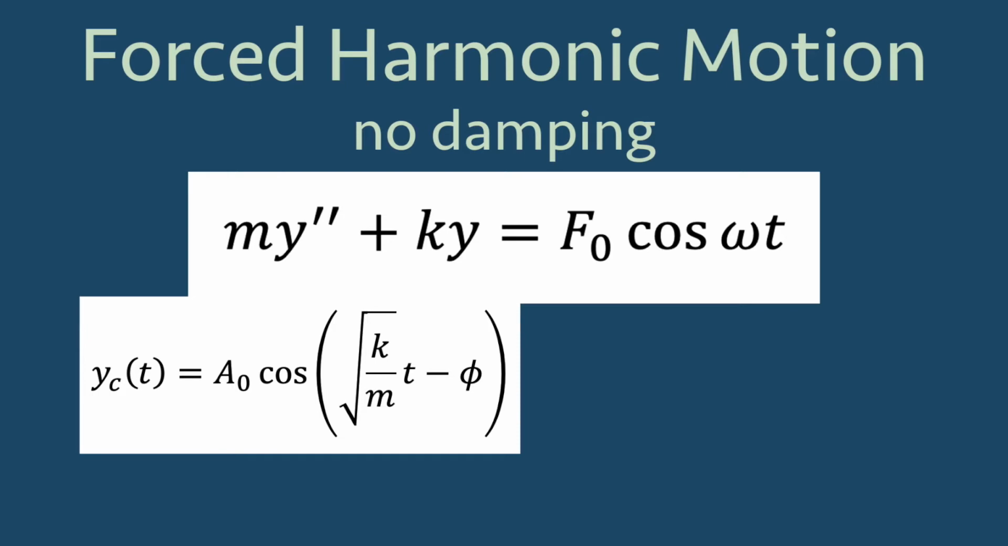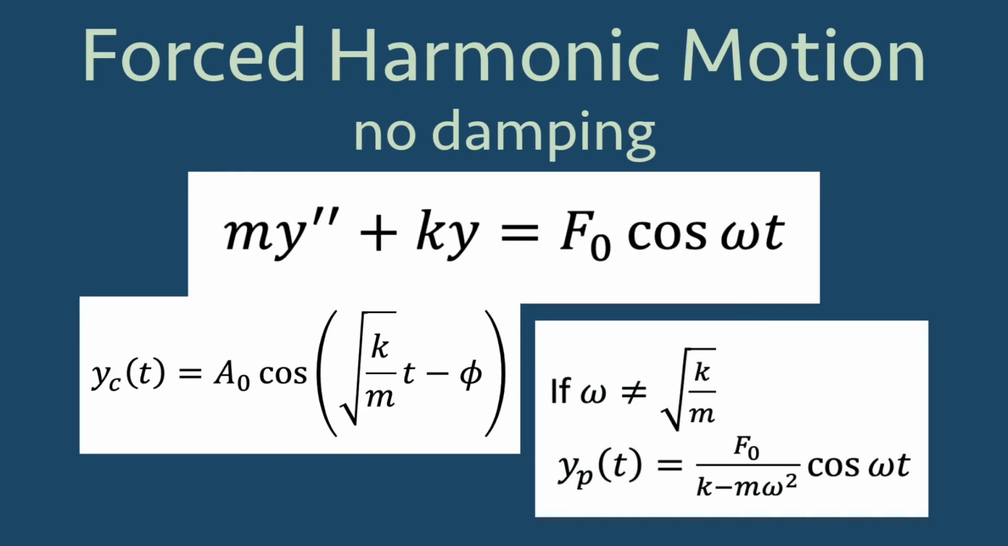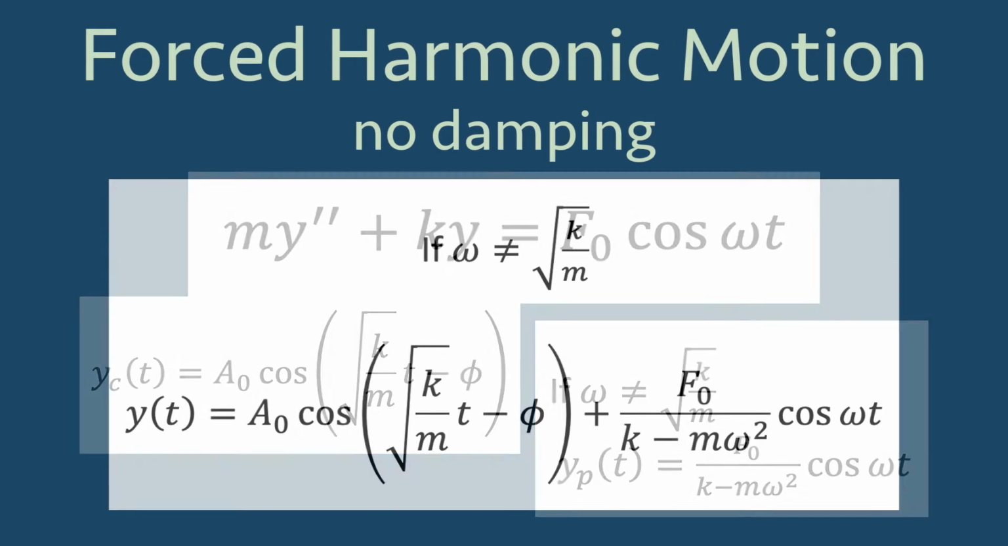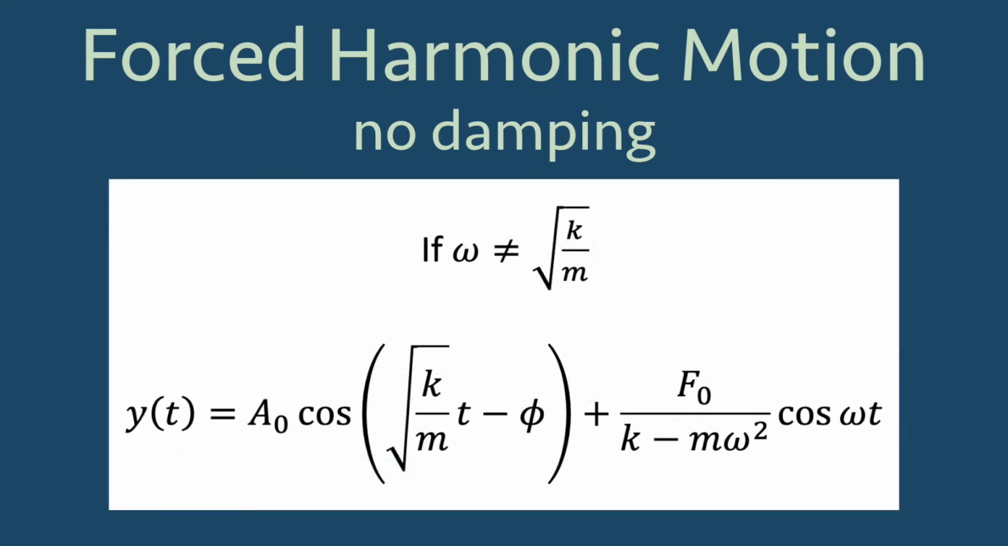We then need to find the particular solution, which depends on whether ω is equal to √(k/m) or not. If ω is not equal to √(k/m), then the particular solution is yp(t) = f0/(k − mω²) cos(ωt). The general solution is simply the sum of two cosine waves, so the solution will always oscillate as t tends to infinity, but the amplitude is bounded.